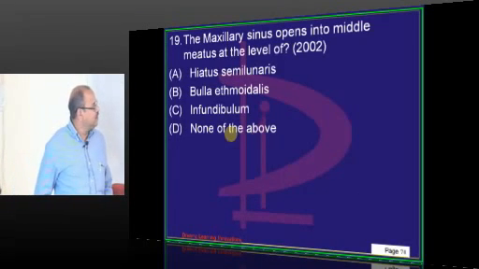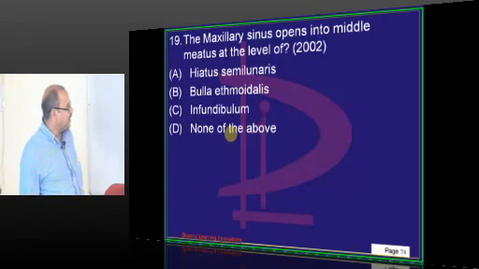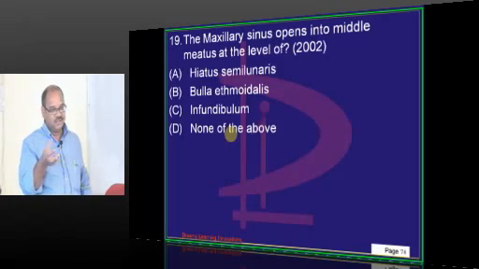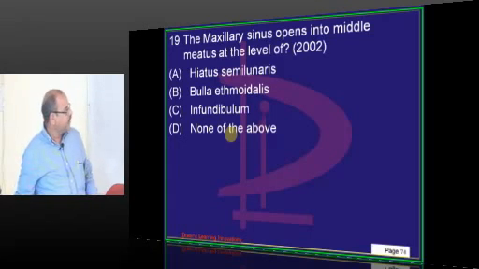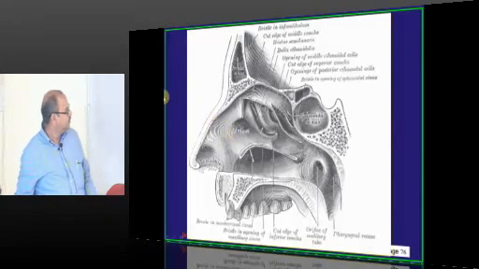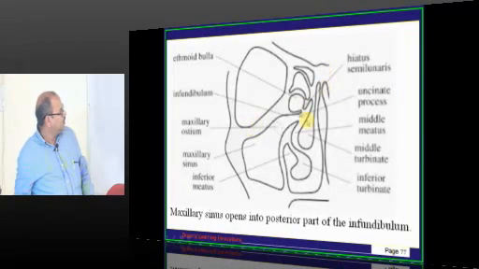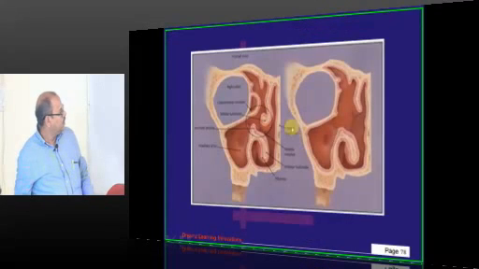The maxillary sinus opens into middle meatus at the level of hiatus semilunaris, bulla ethmoidalis, infundibulum, none of the above. Infundibulum. Infundibulum is nothing but funnel. So the maxillary sinus opens into that funnel so that it will get drained into the nose. This is the infundibulum. This funnel shaped area is called infundibulum. Again, this is another diagrammatic representation where this area is called infundibulum.